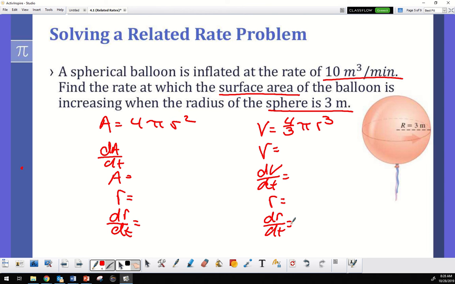Okay, so now let's go through and start talking about what I have. So I know the spherical balloon is inflated at a rate of 10 meters cubed per minute. So that's going to go for my dV/dt. That's super important. Because it's meters cubed, I know that's a volume.